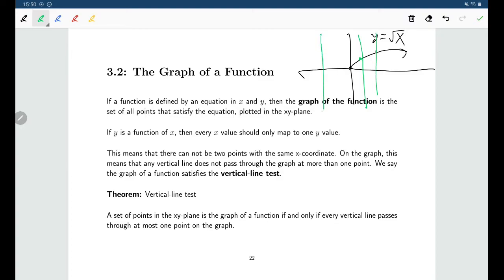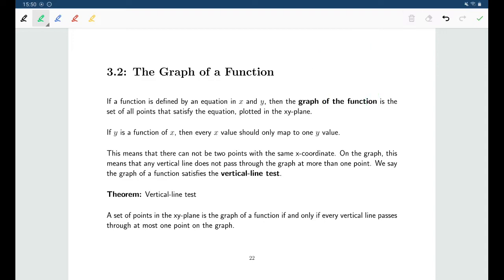And it's also true that you could draw a vertical line that doesn't pass through any points, and that's because that's a part of the graph where the function y equals square root of x is not defined. So to be a function, vertical lines have to pass through at most one point. But if any vertical line passes through more than one point on the graph, then it's automatically not a function.